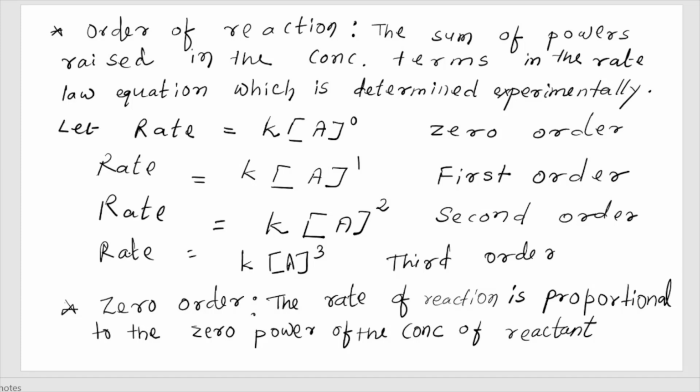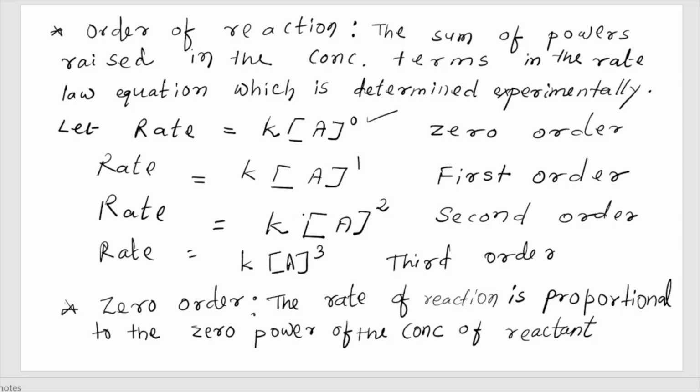And if you know the values of the powers on the molar concentrations, and you calculate the sum, that is called the order of reaction. That is called the order of reaction: the sum of the powers raised to the concentration terms in the rate law. Then here rate equal to, if it is zero order, how can you know? Rate equal to k molar concentration of A to the power 0. 0 means here zero order. Here what is that one?